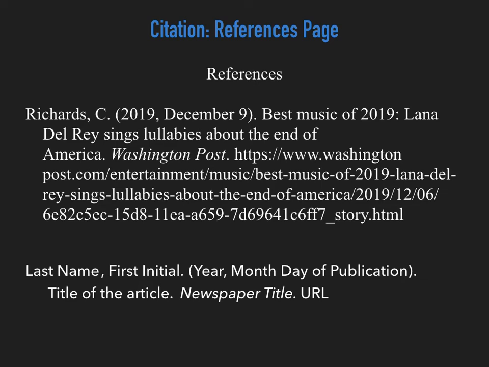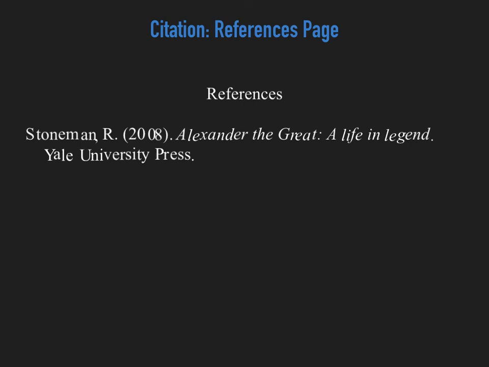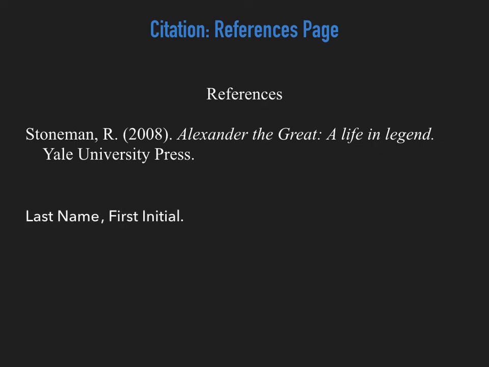Now that we have an understanding of how to cite journal articles and online newspapers, let's quickly look at how to cite a book before concluding with the citation of websites. The formatting for a book is fairly simple. We begin with the author's last name and first initial. We then provide the year of publication. Next, we present the title of the book.